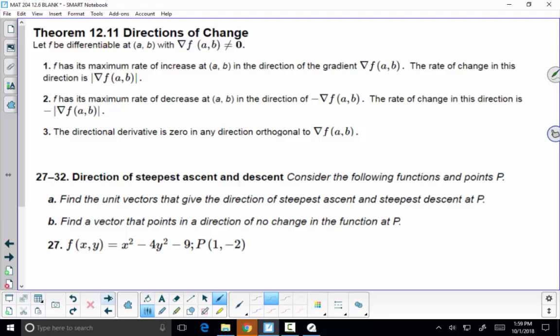So that's what this is implying. The directional derivative is 0 if you're orthogonal to the gradient. So in other words, the gradient is perpendicular or orthogonal to level curves. Level curves also live in the domain. So we've got our surface down in the domain.